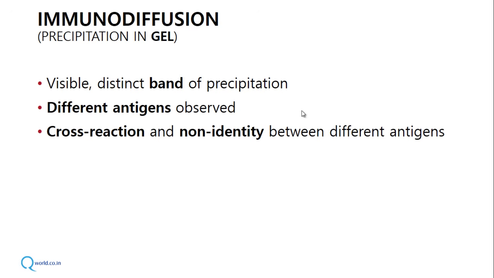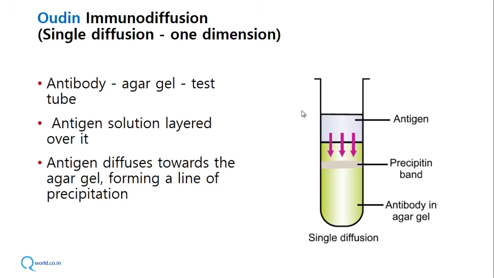Now, before I go into the types of immunodiffusion, you will see that the first type is Oudin immunodiffusion, or what we know as single diffusion in one dimension. Now, let us understand what is this diffusion and dimension. When we say that only antigen or antibody is moving, that means only one part is moving, we call that a single diffusion. And when both antigen and antibody move towards each other, that is known as double diffusion.